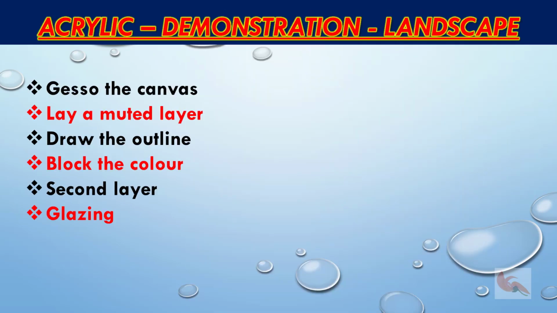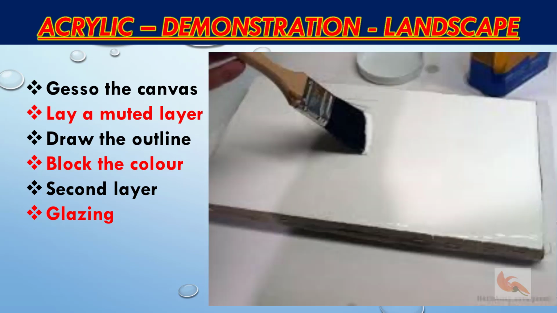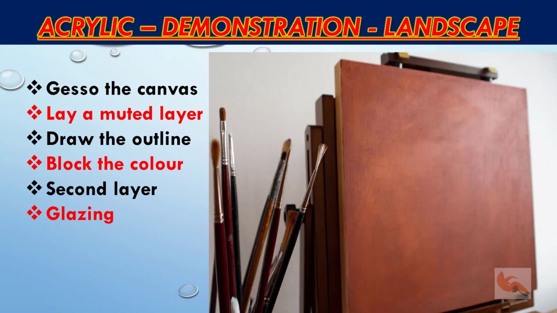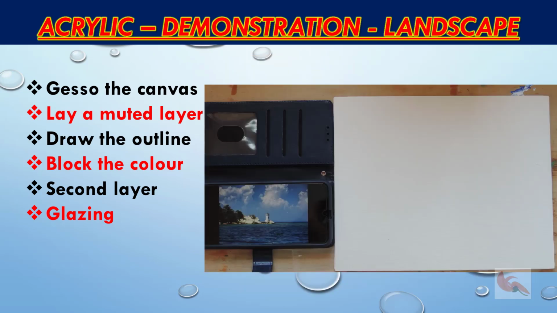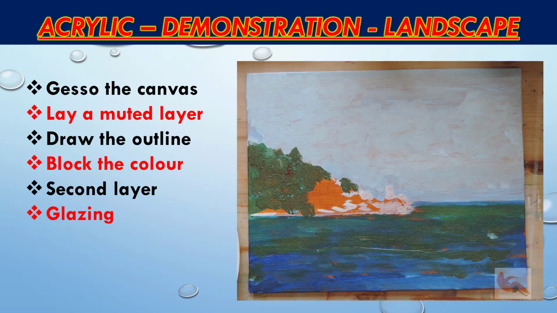Now that we have seen the characteristics of acrylics and the versatility of use, let's see demonstration of a painting from beginning to end. The steps will be application of a layer or two of gesso over the canvas, then application of a muted color if you desire. This is not compulsory. You can straightway draw the outline over a white canvas and start painting also. At times you need not even draw the outline.